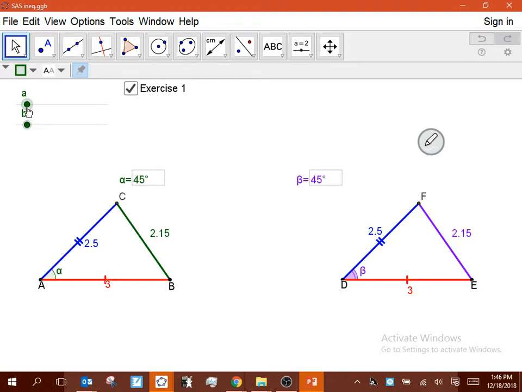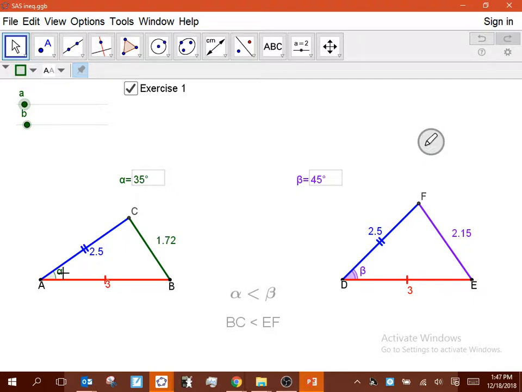I can go less than. If I go less than, so now this alpha is 35 degrees, 10 degrees less than the beta. Then you see that opposite, that 1.72 needs to be a smaller distance than 2.15. So that's the hinge theorem.